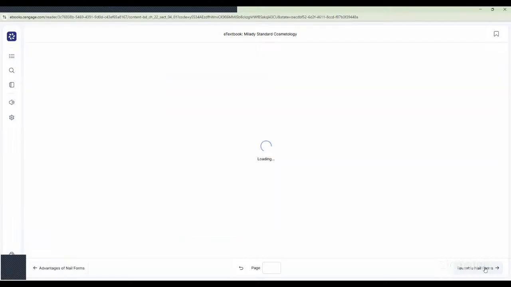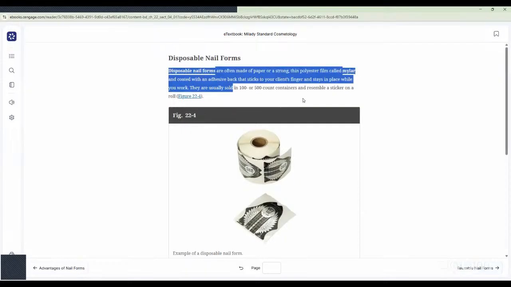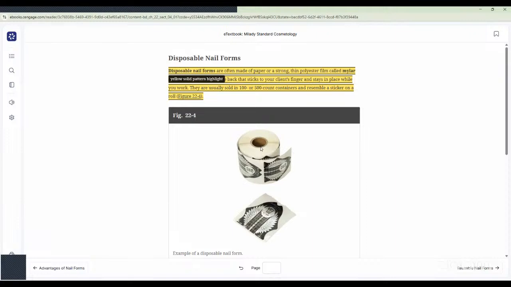Here's your nail forms, like I discussed before, disposable, which means they are single use. You don't save them. If you take them off the roll, you throw it away. There's no putting it back on the roll because it has a sticky back, and so it can pick up germs, dirt, bacteria, film, all of that stuff.